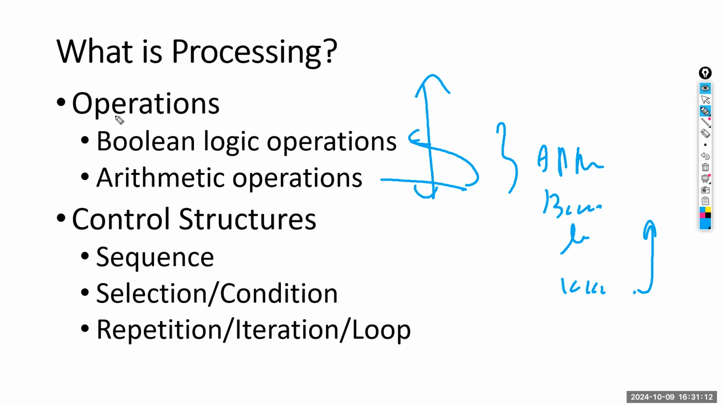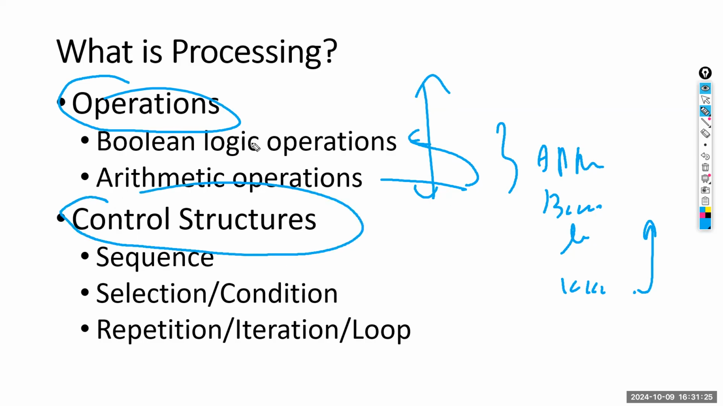And when we apply these operations, remember we are referring to the hardware and a bit of software. So when we apply the operations, we can use control structures. Some operations are conditionally applied. Some operations we want to apply repeatedly, maybe 5 times or maybe until a particular condition is satisfied. So therefore, at a high level, what are we processing? Applying operations using control structures.